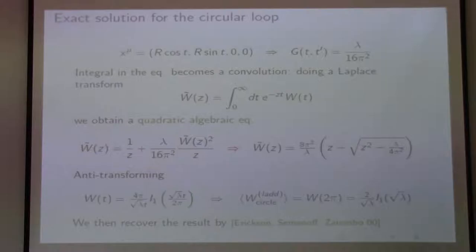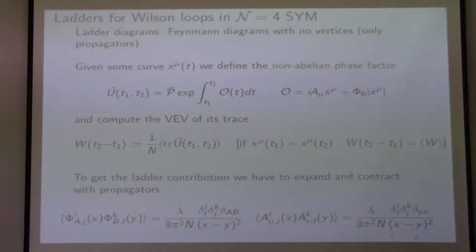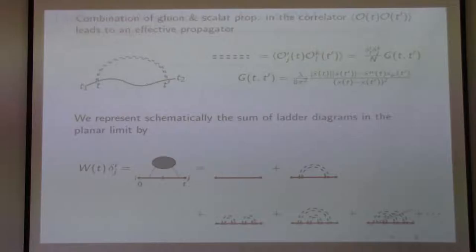So you solve this quadratic function, you get this final function of Z, you have to transform back, and then you get that this W of T, for this case of the circular Wilson loop, is just the Bessel function. Right? And as I said, recall that this can be related to the Wilson loop once you pick T1 and T2 such that the two points are the same, and in the case of the circular Wilson loop, this is for the difference between T2 and T1 being 2 pi.